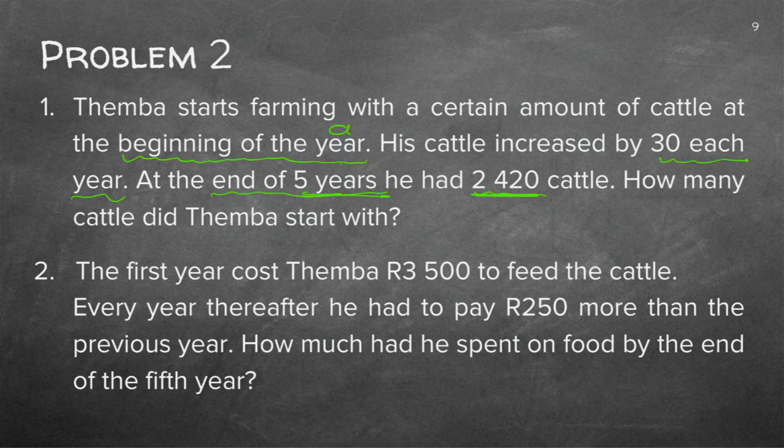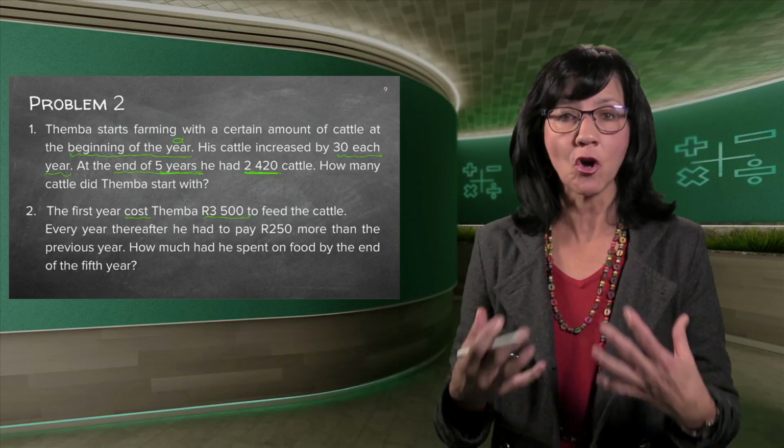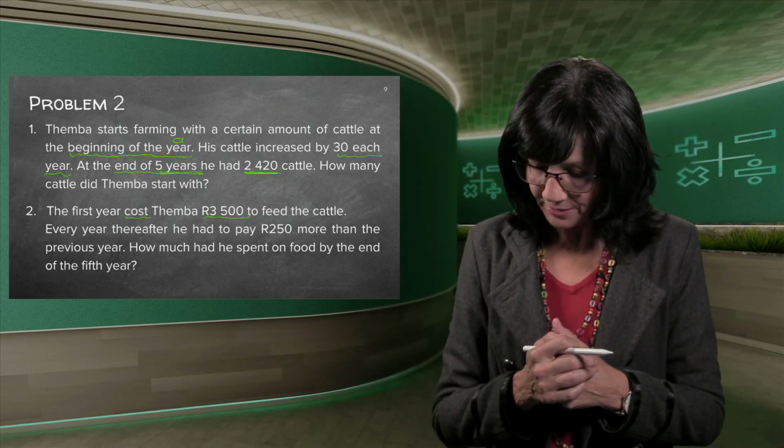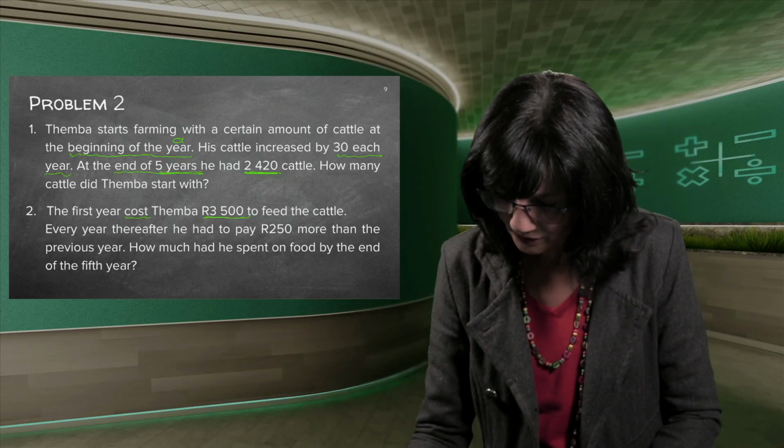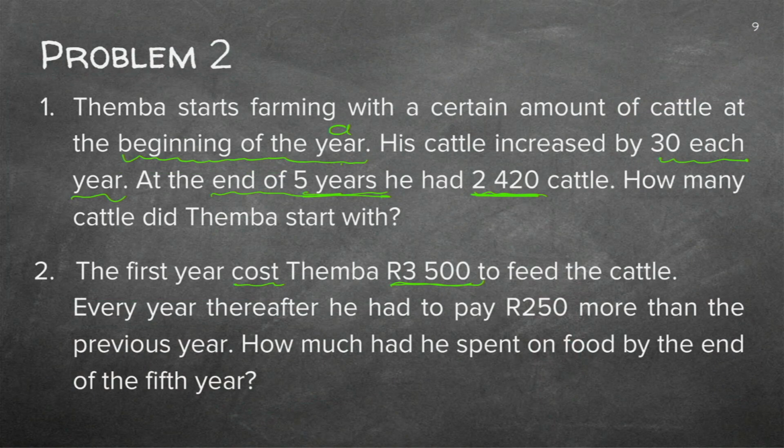The first year cost, okay, the cost is 3. So now it's not the sheep anymore. Now they talk about his cost while doing this whole sheep business. So the cost is 3,500 Rand to feed the cattle. Every year thereafter, he had to pay 250 Rand more. Now you can think for yourself.